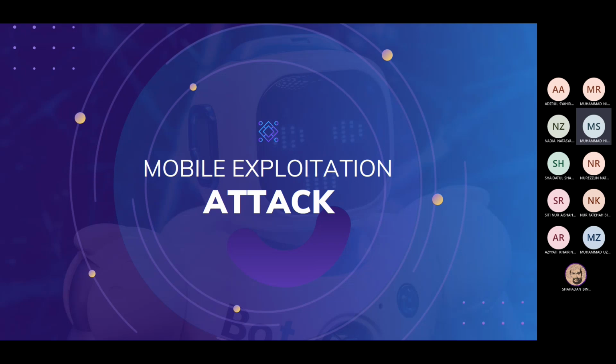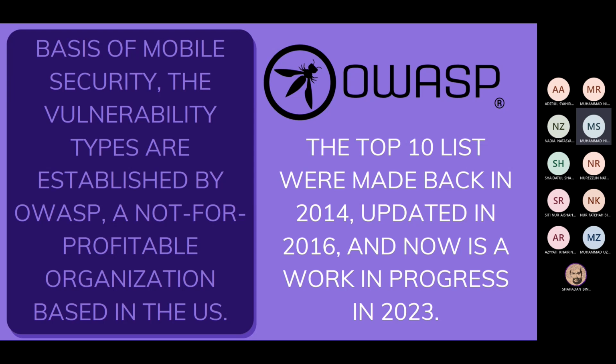All right. So today I will be explaining the mobile exploitation attack. For most attacks on the mobile platform, it is ranked in the top 10 list by OWASP. They are a non-profit organization in the US. They made a list back in 2014. They updated in 2016, and now they are working on a new one in 2023. So the slide will be based on the 2016 version.